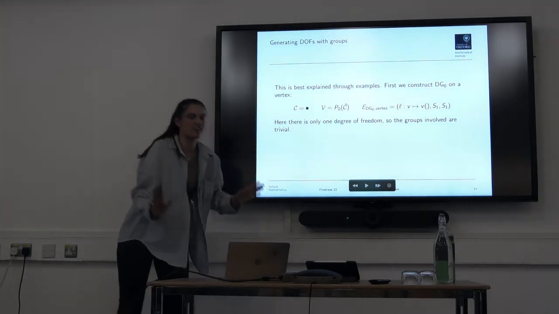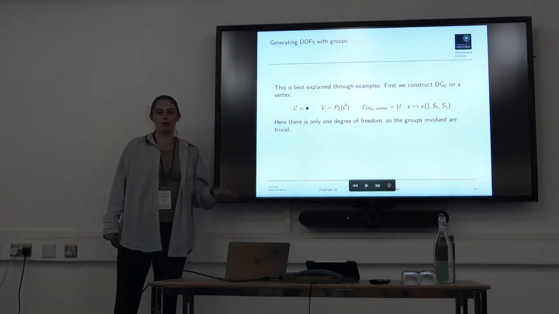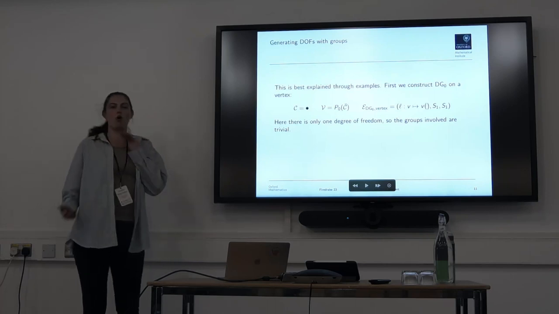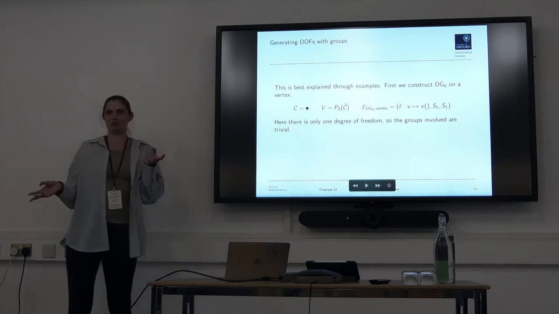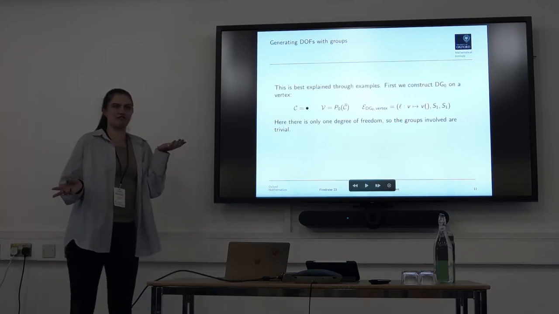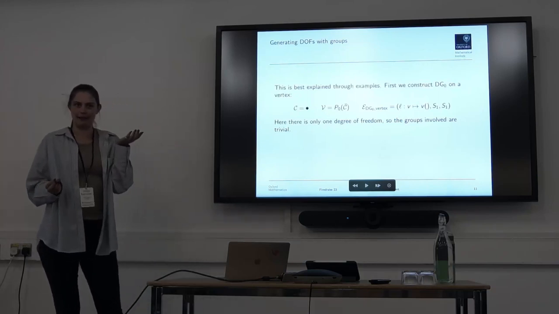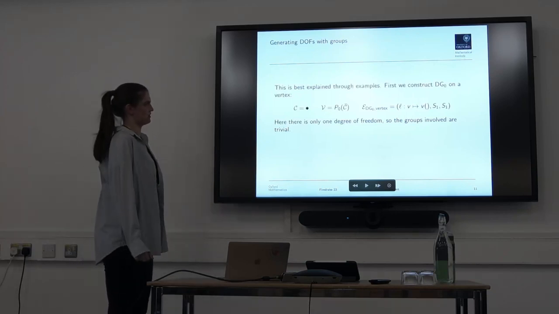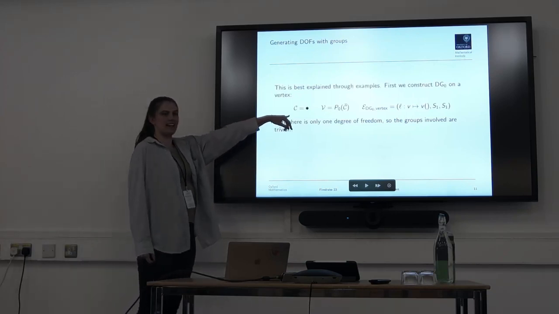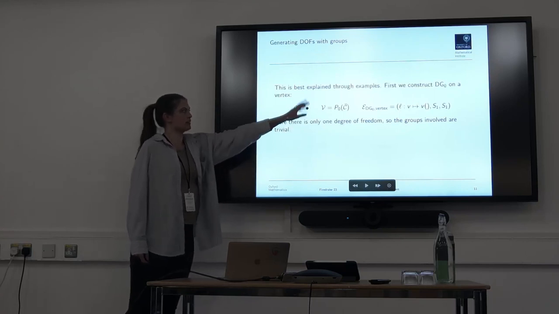Okay. So, starting with the most basic example, we're defining DG0 on a vertex. You've just got a vertex. There's only one possible thing you can do on a vertex, which is just evaluate. You don't even have a point to evaluate at. It's just a zero, not got any dimension at all. So your cell is a point. This is the Hasse diagram. You've got the space.